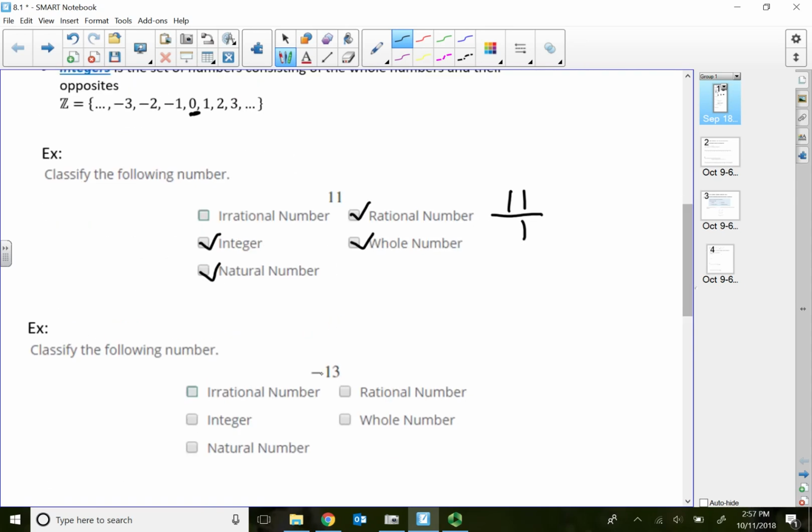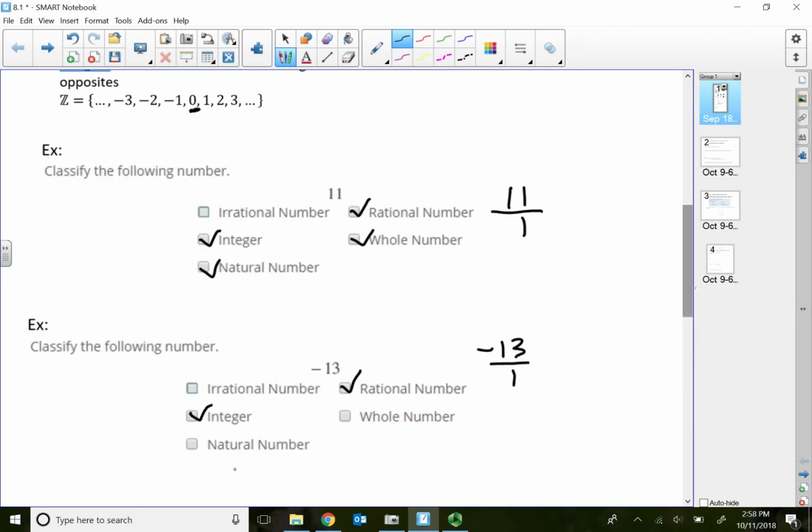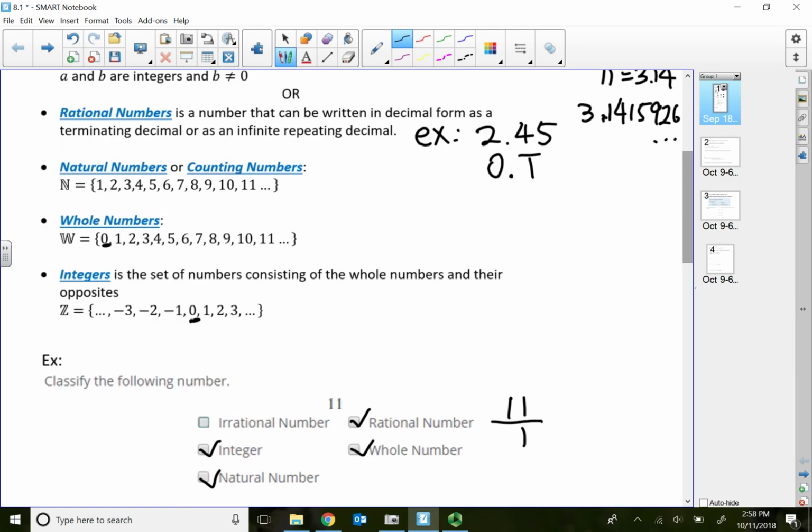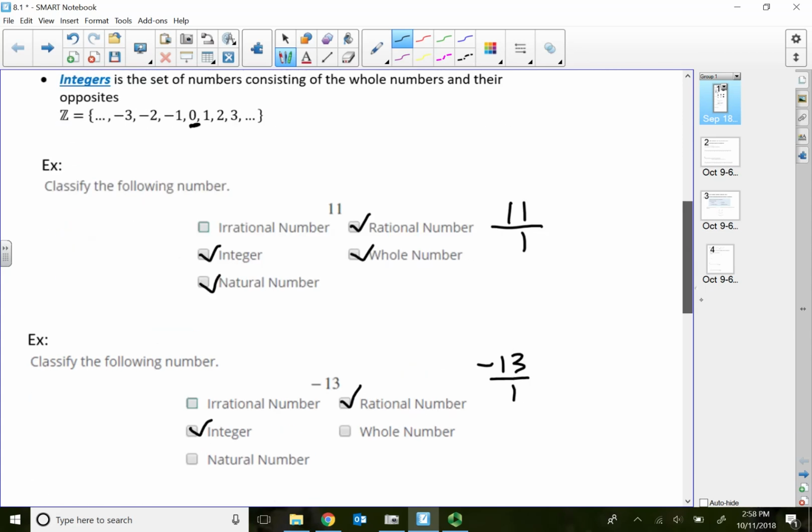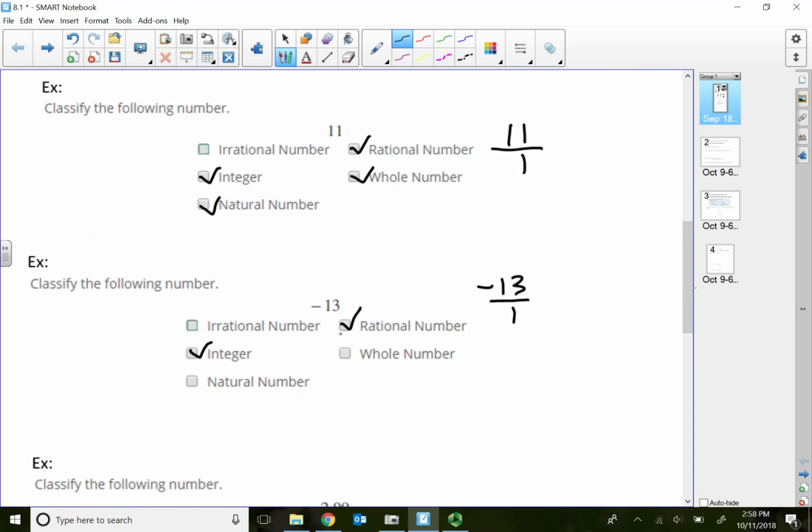All right, negative 13. Well, I can write negative 13 as negative 13 over 1, so that's a rational number. It's an integer. Integers are positive and negative whole numbers. But it's not a whole number this time, because whole numbers and natural numbers count starting from 1 going to the right on the number line, or from 0 to the right. So whole numbers and natural numbers do not contain negatives. So it's just these two.